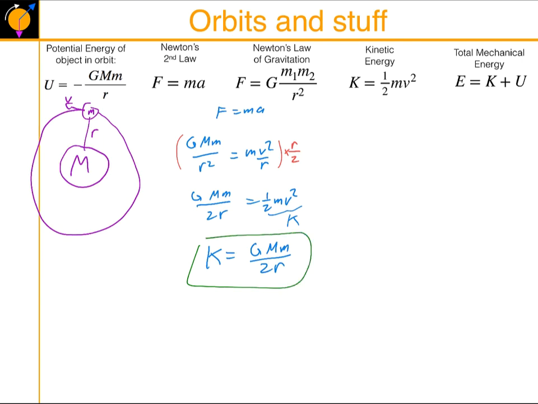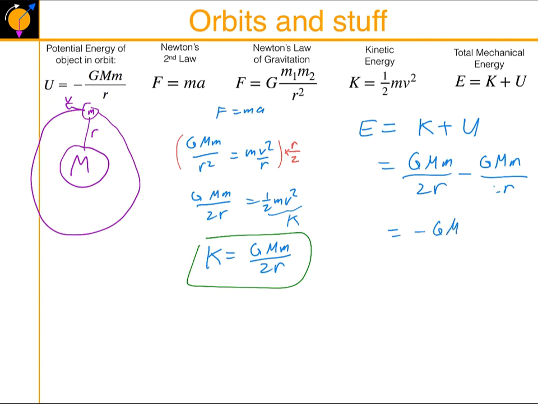Which is kind of handy. I can also use that to calculate the total energy. The total energy, remember, is kinetic energy plus potential energy. Kinetic energy is GMm over 2r, and potential energy we calculated as minus GMm over r, sorry, not over 2r, it's over r. If I add those two, the total energy of the system is going to be negative: minus GMm over 2r. That's an interesting result: the total energy and the kinetic energy are equal and opposite. But the total energy is a negative number.